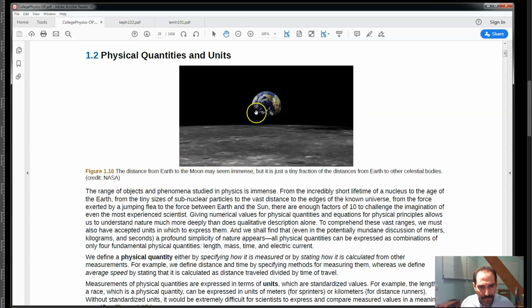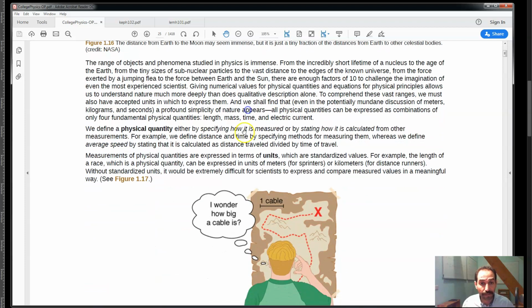So here we have a picture that says that the distance from the Earth to the Moon may seem immense, but it's just a tiny fraction of the distance from Earth to other celestial bodies. I don't know why they have included this picture here, but that's what it is.